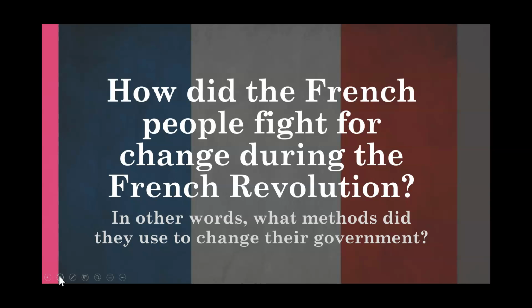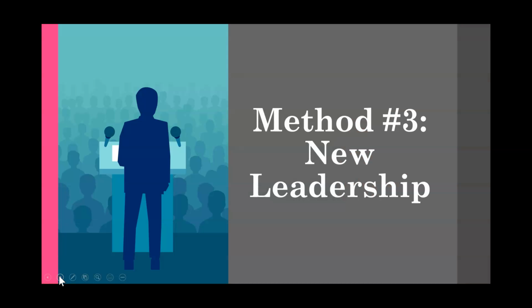And so far, we've talked about method number one, writing, like the newspaper that Marat wrote and the Declaration of the Rights of Man. Method number two was violence, which was used during the Reign of Terror by Maximilien Robespierre and the Committee of Public Safety. And today you're going to take a look at method number three, which is new leadership. In our case, we're looking at Napoleon Bonaparte, who is going to rise to power in France.